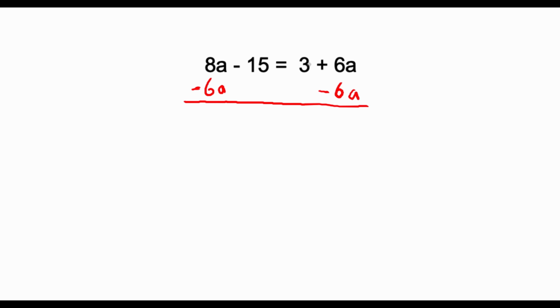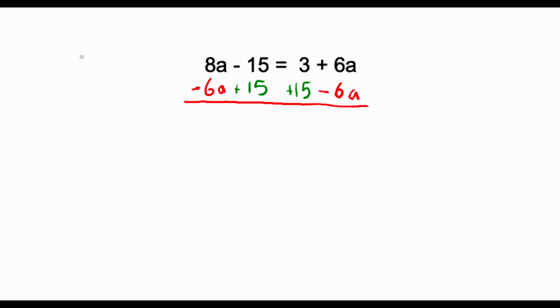But I still have to deal with the constant terms, the 15 and the 3. Now, normally I'd say you want to move the smaller term to where the bigger term is. However, in this case, I moved the 6a to where the 8a is. So by default, I have to move the 15 to where the 3 is. So in order to move 15, I have to do the opposite operation of 15. So in this case, because it has a subtraction, I got to do addition underneath it. And whatever I do to one side, I have to do to the other side. So plus 15 on this side as well.